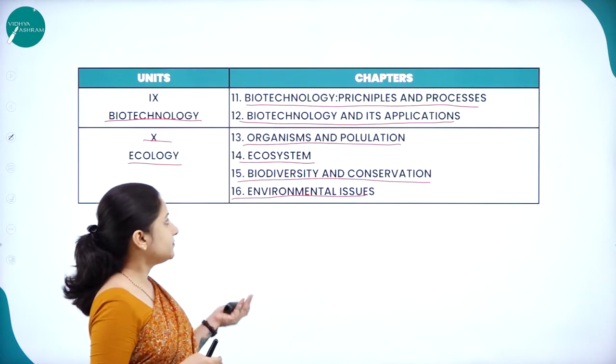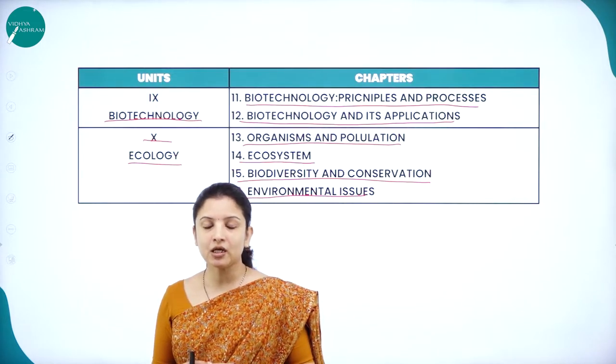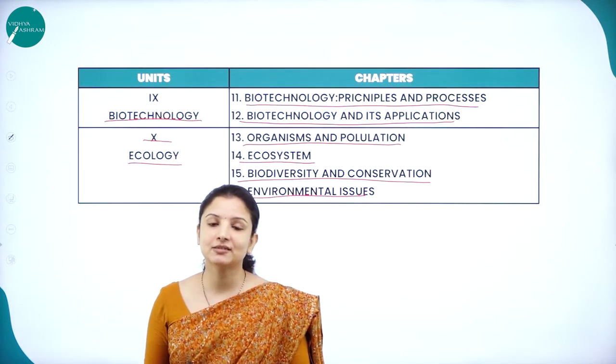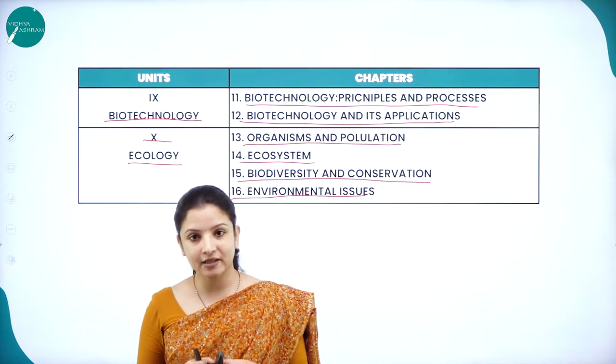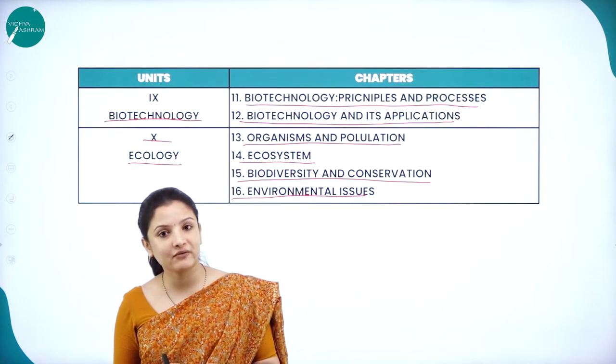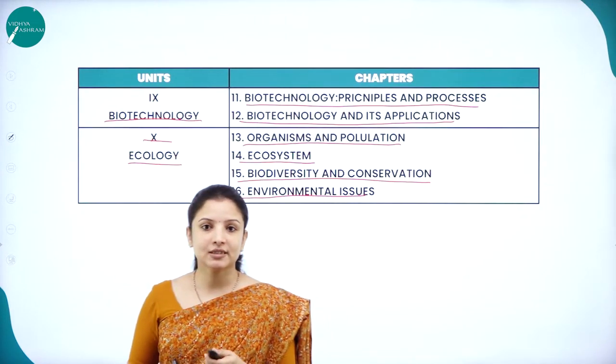So this is about the syllabus for second PUC biology theory, wherein you will be studying 16 chapters, and all the 16 chapters are quite easy and interesting if you concentrate very well in the class. So therefore, 16 chapters you need to study.